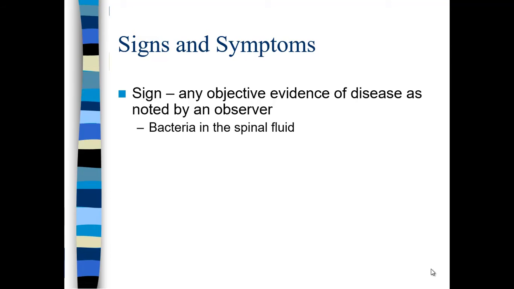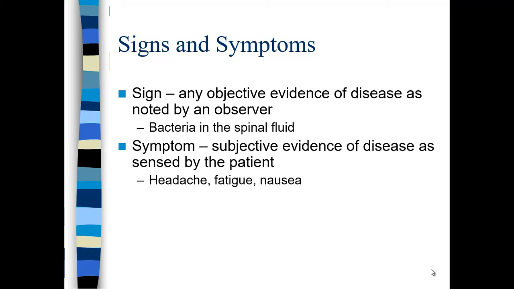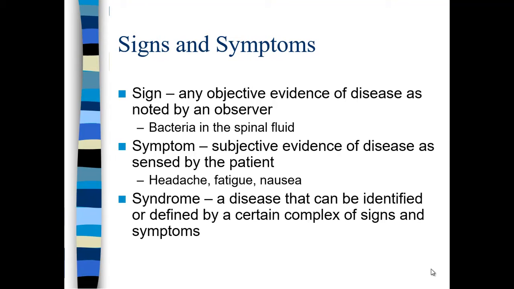So the objective observer sees the signs, but the patient themselves is sensing the symptoms. Okay, these are subjective and can only be described by the patient. You can't see somebody having a headache. Patient has to tell you they have a headache, or fatigue, or nausea, or malaise, or chills. These are all types of symptoms. And then when you take the signs and the symptoms together, that gives you what's called a syndrome. And that's a disease that can be identified or defined by a certain complex set of signs and symptoms.